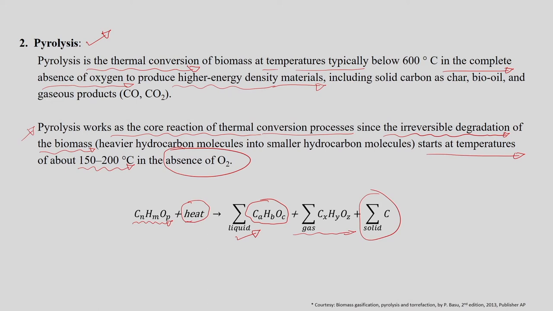So, this is the difference of the pyrolysis process from the other thermochemical conversion processes, but this particular process is considered as a core of thermochemical processes because it allows the degradation of the material and it starts the degradation at a temperature between 150 to 200 degrees Celsius.